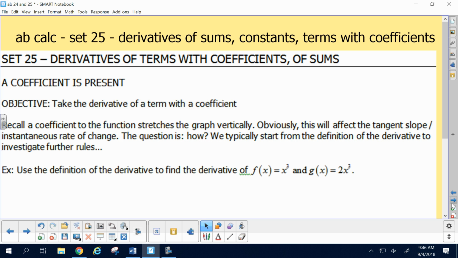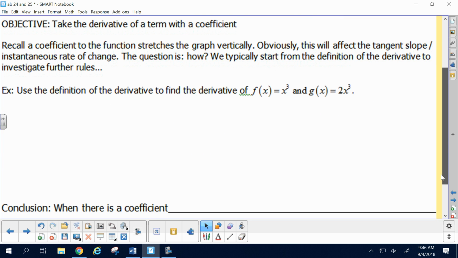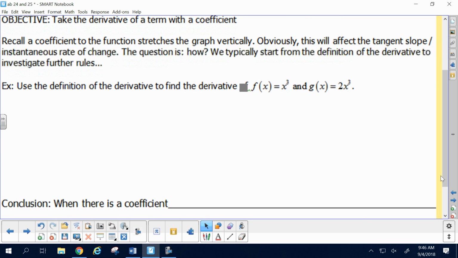Sometimes you're going to have a coefficient with that x to the 5th, like 7x to the 5th, or 8x to the 3rd, or something like that. Okay? I'm making you use the rule. We kind of already did this, yeah?